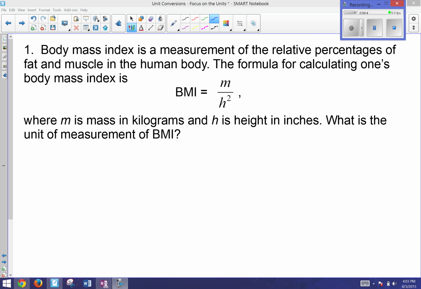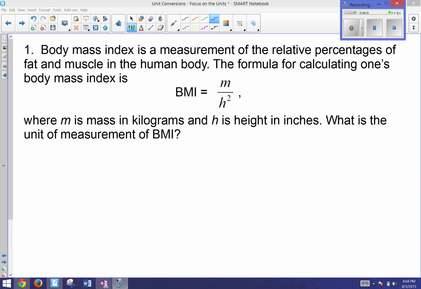Let's look at one more example. And on your handout, it's number 1 in the You Try practice. Body mass index is a measurement of the relative percentages of fat and muscle in the human body. The formula for calculating one's body mass index is BMI equals M over H squared, where M is mass in kilograms and H is height in inches. What is the unit of measure for BMI?